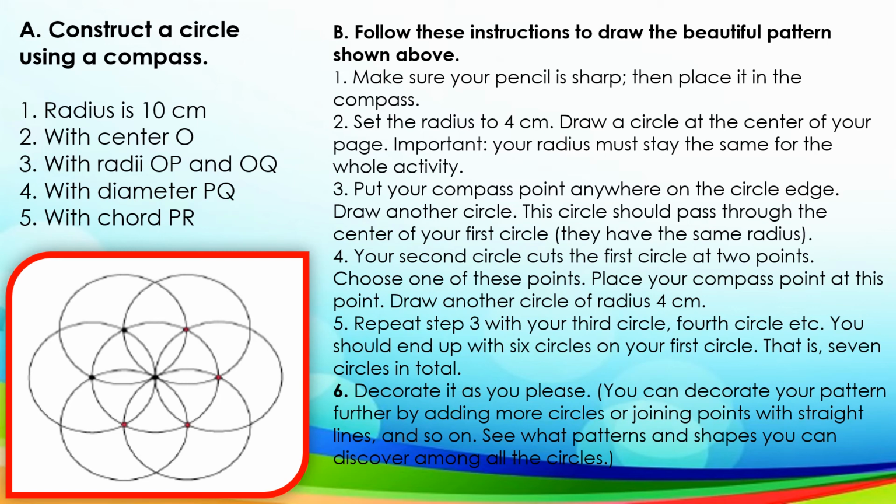So for number 5, repeat step 4 with your third circle, fourth circle, etc. You should end up with 6 circles on your first circle. That is 7 circles in total. So number 6, decorate it as you please. You can decorate your pattern further by adding more circles, joining points with straight lines, and so on. See what patterns and shapes you can discover among all the circles.